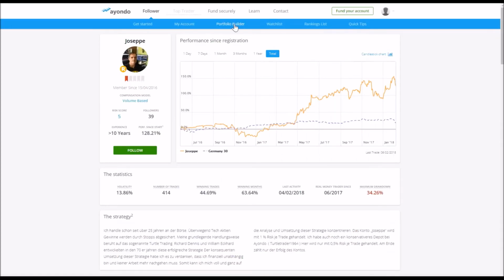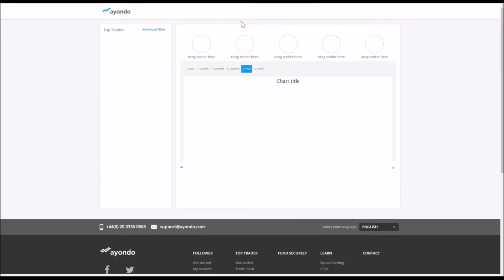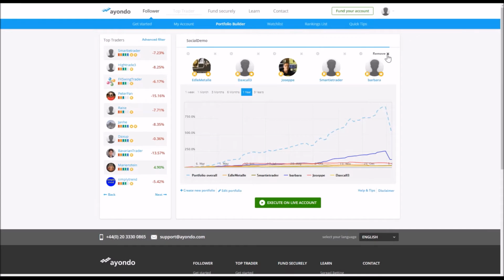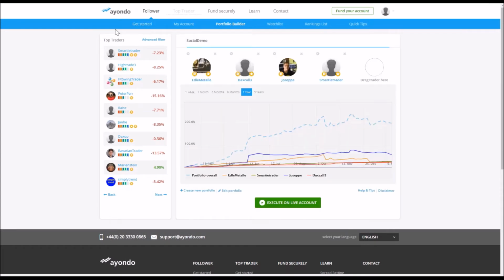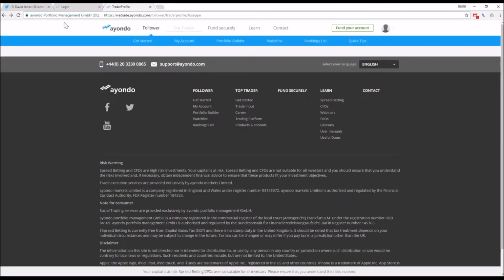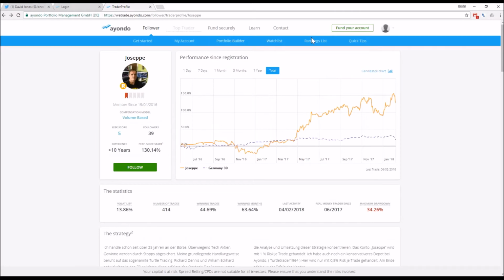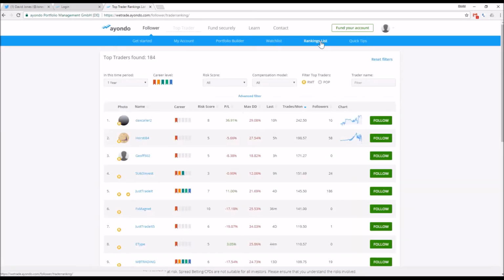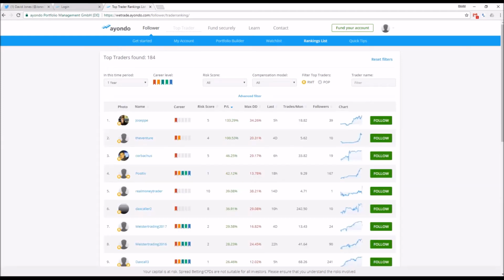Let me just jump into my portfolio. I just want to see who I've got before I add someone in. Okay, let's take Barbara out for now, and then we'll come back and add somebody in. So let's go back to that page. Hold on. Okay, let's go back to our rankings list. Let's go to what we were looking at, a year sorted by P&L. That might be a person I'm interested in following.